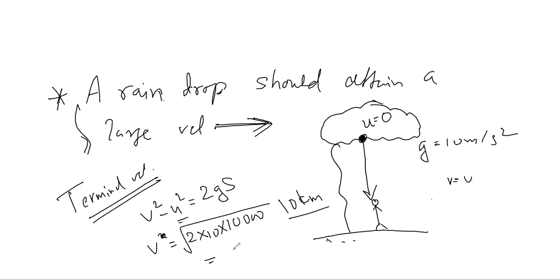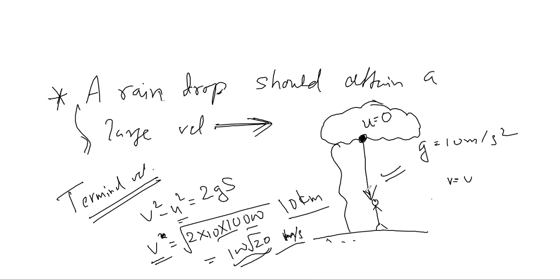Equal to this thing. That means we can take 10, 450. 10. So 100 root 20 meters per second. Now this is a very tremendous speed, close to 450 meters per second. So at this particular speed, one raindrop has the capability to just pierce our head.